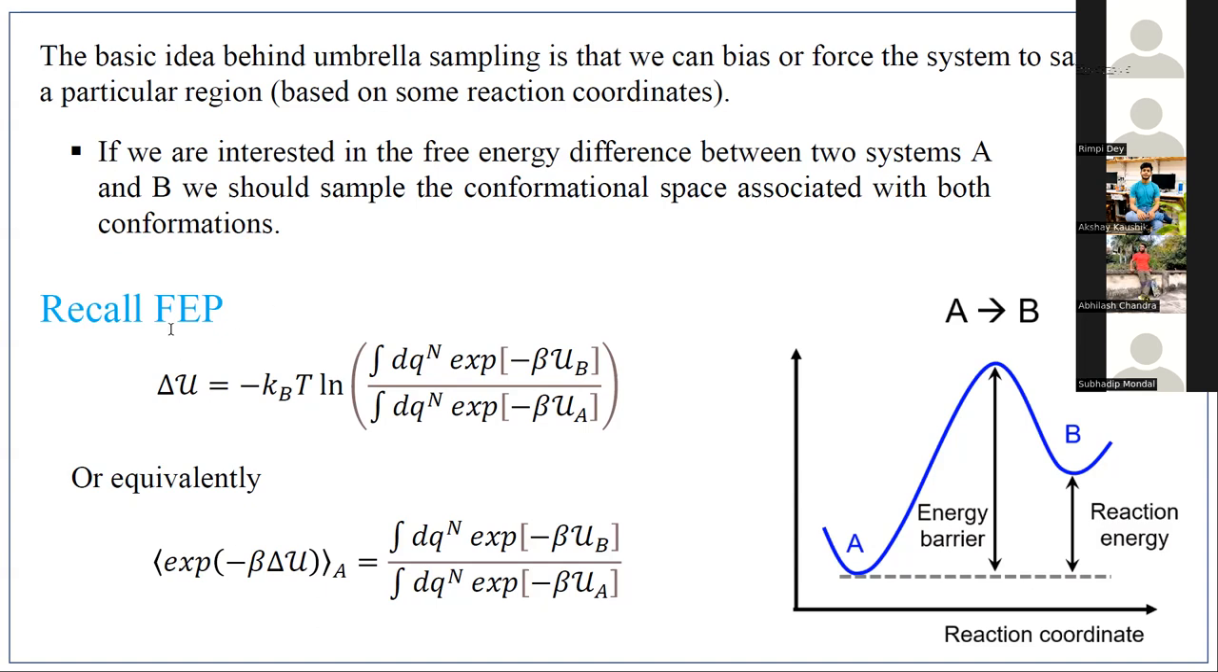Now, recalling the free energy perturbation, it is also expressed in terms of the potential energy difference by the following equation. Equivalently, we can write it in this form by rearranging the equation.